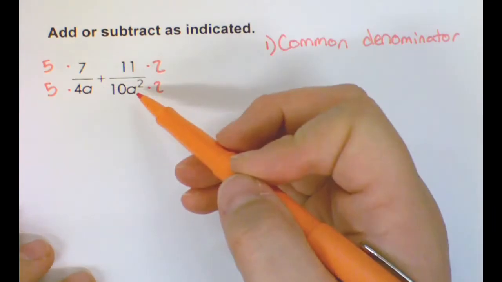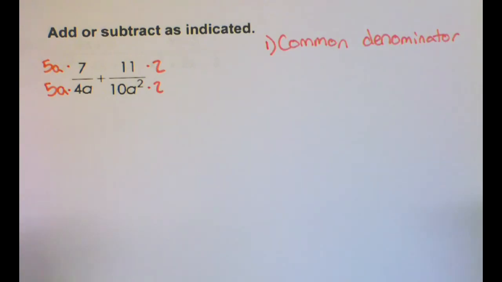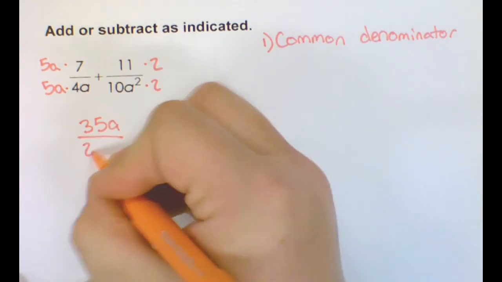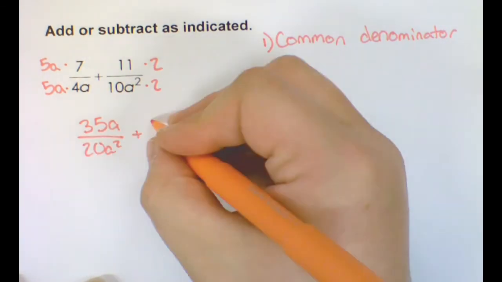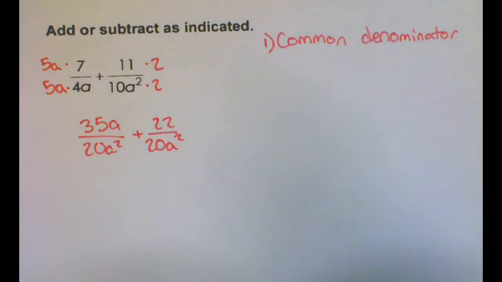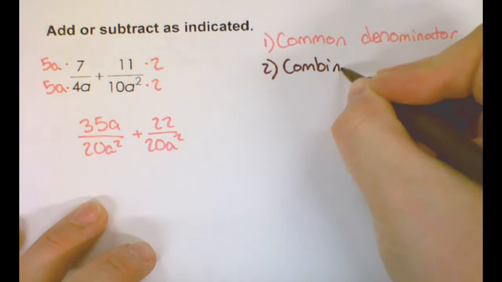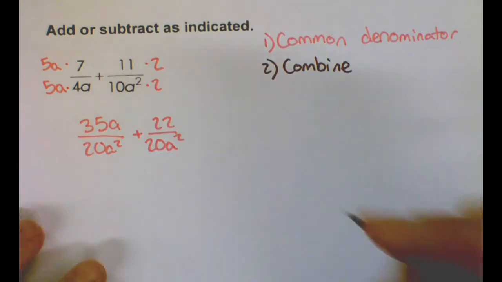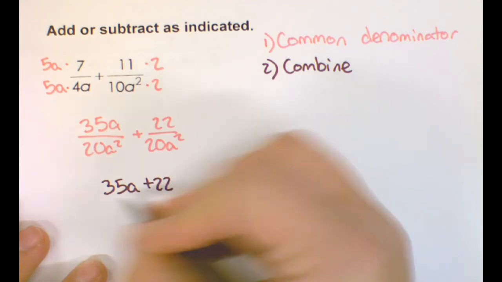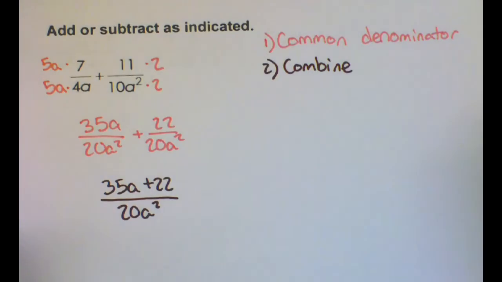A and a squared, we want to make them into a squared, so we need to multiply an a into the numerator and denominator of that first fraction. 5a times 7 is 35a over 20a squared, plus 11 times 2 is 22 over 20a squared. Once you have your common denominator, we can combine. Remember, when you add fractions together, you do not change their denominator, so we just have (35a plus 22) over 20a squared.